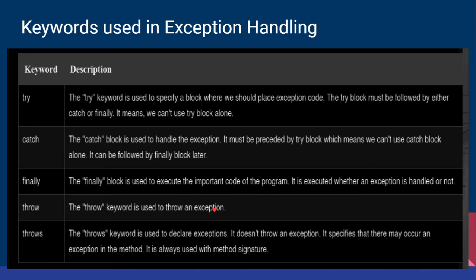That means it has to raise an exception, the name of the exception. What is throws? The throws keyword is used to declare exceptions. It does not throw an exception, but it specifies that there may occur an exception in the method. It is always used in the method signature. Actually, the method signature is the method definition. When we declare the function, we can use this throws keyword while defining the function.